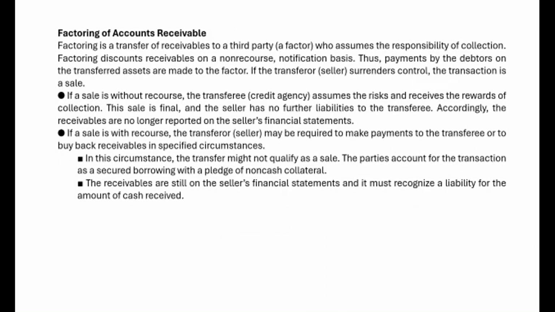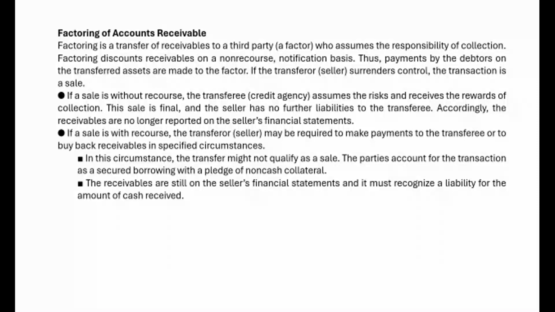Factoring of accounts receivable. Factoring is a transfer of receivables to a third party, a factor, who assumes the responsibility of collections. Factoring discounts receivables on a non-recourse, notification basis. Thus, payments by the debtors on the transferred assets are made to the factor. If the transferor, or the seller, surrenders control, the transaction is a sale.